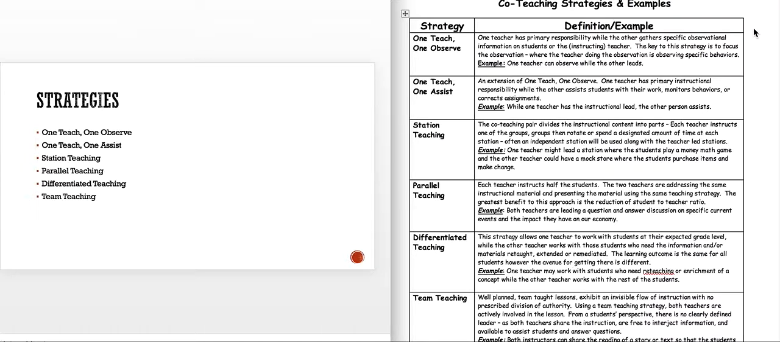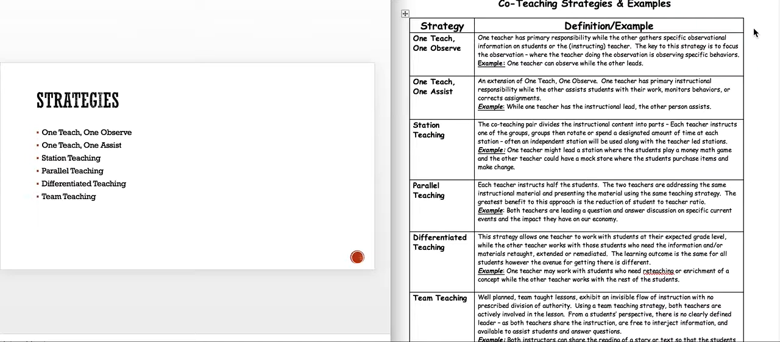Station teaching is the third strategy. The co-teaching pair divides the instructional content into parts. Each teacher instructs one of the groups. Groups then rotate or spend a designated amount of time at each station. There's often an independent station alongside the 2 teacher-led stations. So one teacher might lead a station where students play a money math game, and the other teacher would have a mock store where the students purchase items and make change. So there's different content being shared at each station, so you have to make sure that there's time for students to get to all the different stations.